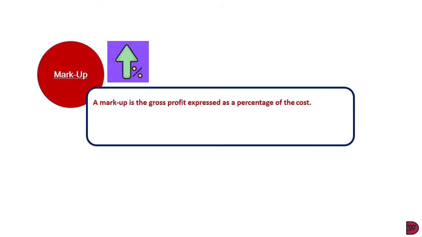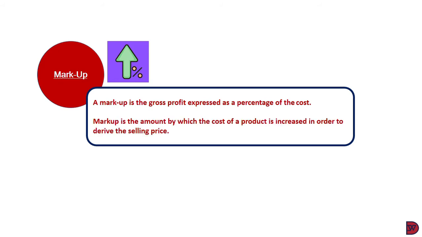So we'll first look at markup. A markup is the gross profit expressed as a percentage of the cost. Markup is the amount by which the cost of a product is increased in order to derive the selling price.